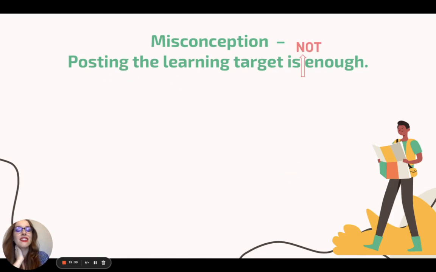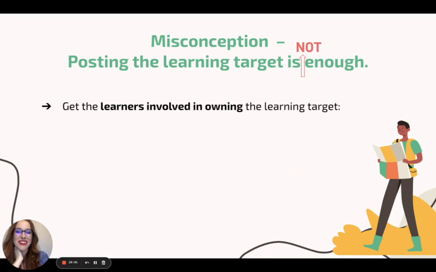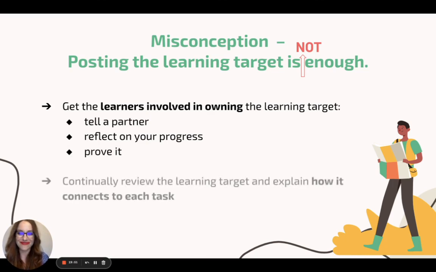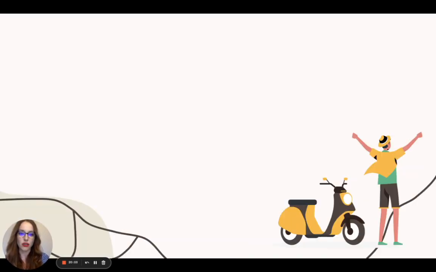It is not enough. We've got to get the learners involved in owning that learning target. So maybe have them tell a partner what we're doing, have them stop and reflect on their progress, have them prove it. And we've got to continually review the learning target and explain how it connects to each task. It may not be so obvious to students, but we can show them why they're doing what they're doing, how it's helping them get to that goal of communication.